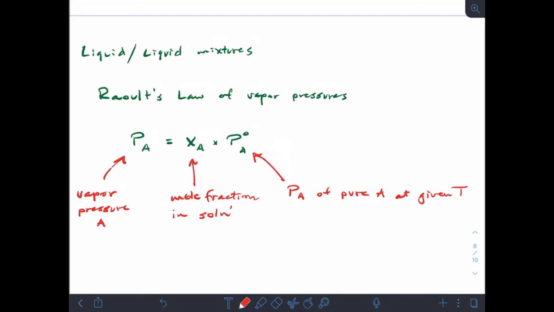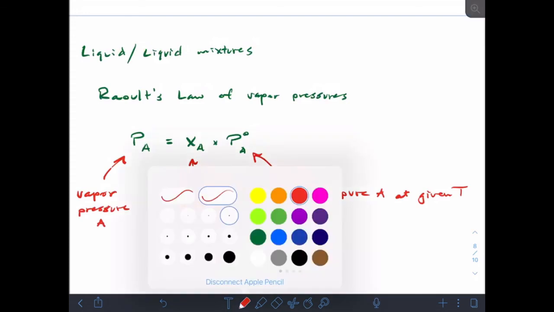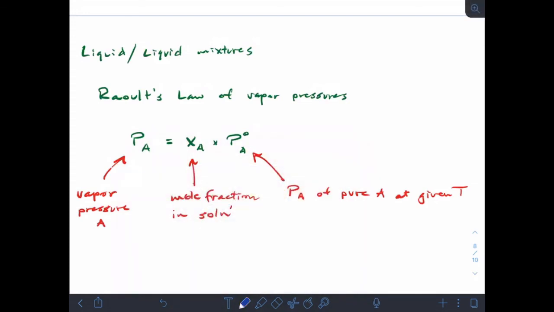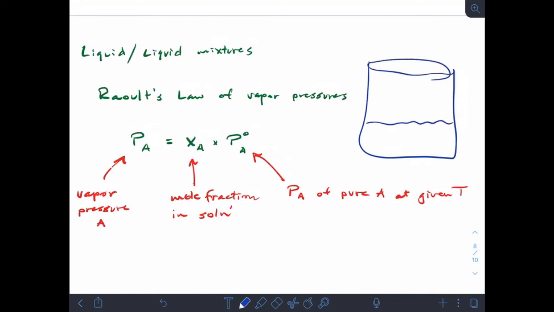Okay, so just as a reminder, what are we talking about when we're talking about vapor pressure? So we'll come back to our beaker. All right, let's imagine that we have some liquid, and we'll call this compound A. Okay, so liquid of compound A. Okay, at the surface of every liquid, some of compound A can become a gas.